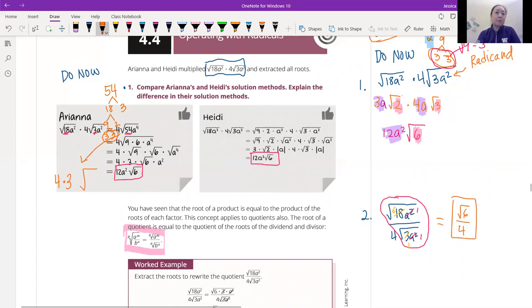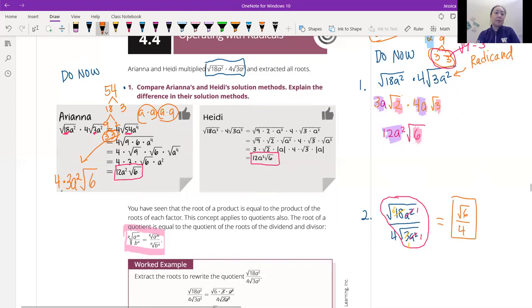And inside the square root, we would have the 2 times the 3, which is 6. And notice this was a to the 4th. So that's a times a times a times a. So how many groups of 2 do we have? 1, 2. Right, so that's going to be a squared outside.